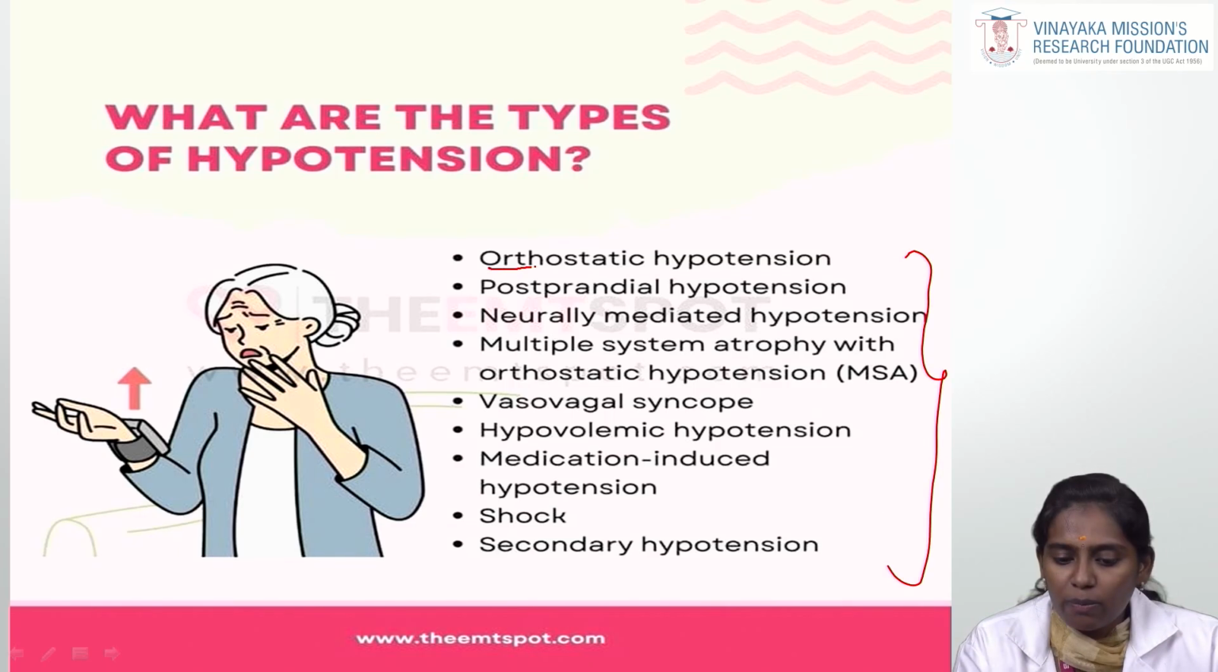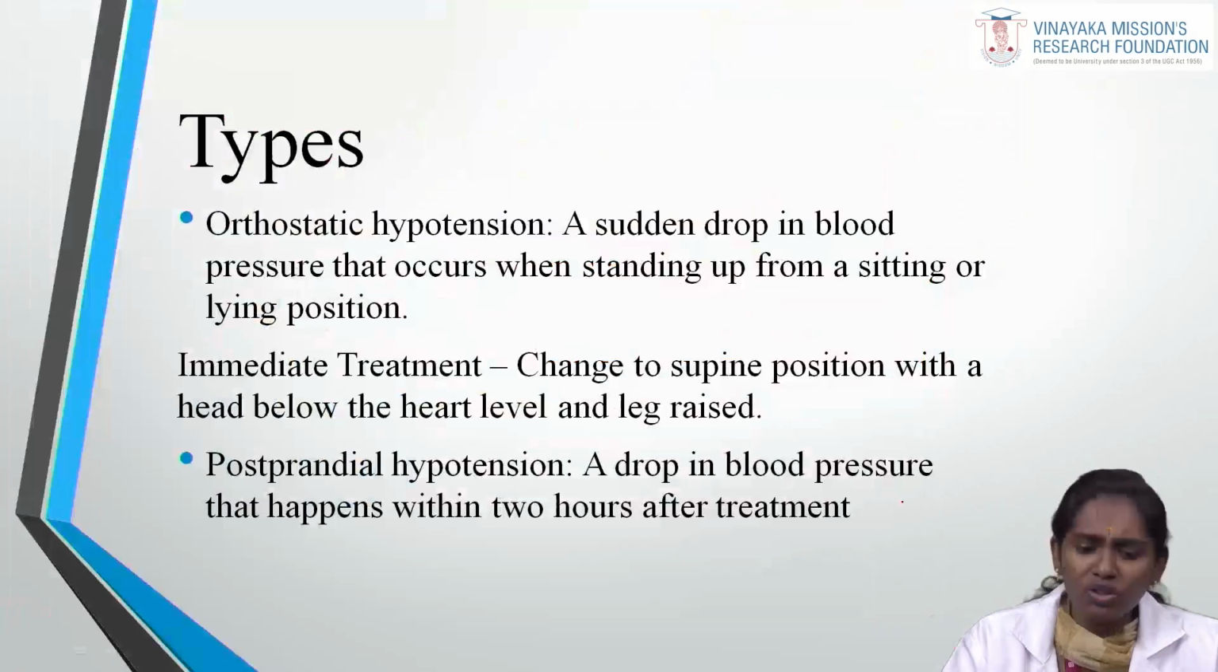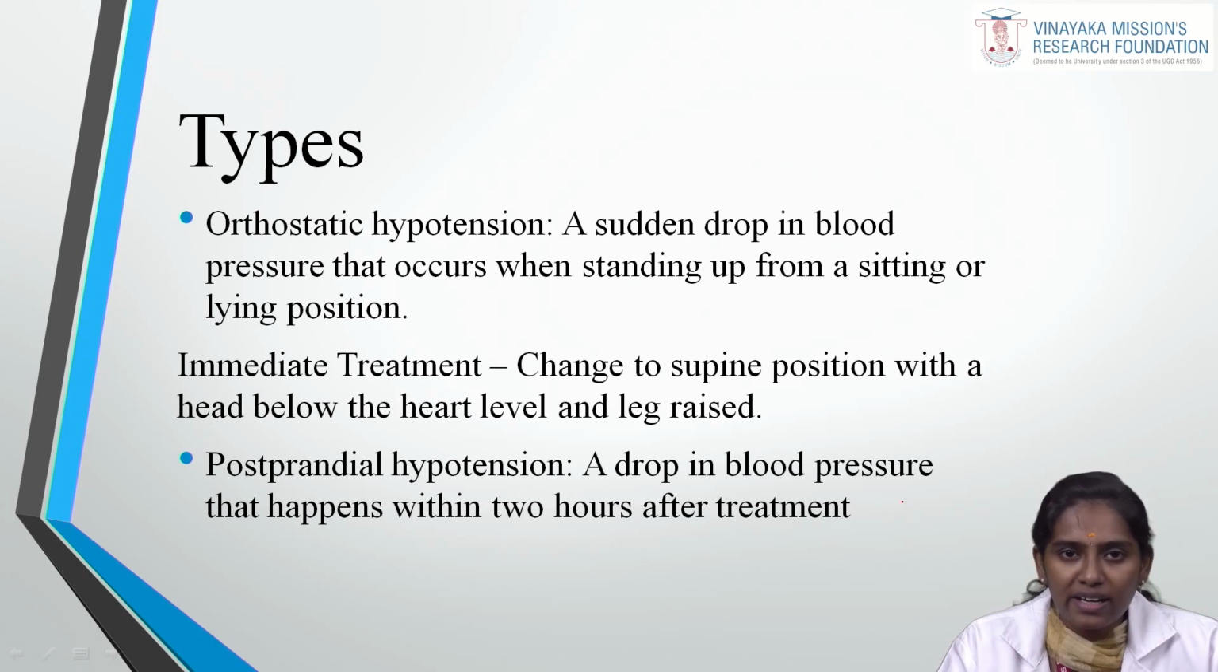Types of hypotension. What is the first type? Orthostatic hypotension, postprandial hypotension, neurally mediated hypotension, multiple system atrophy with orthostatic hypotension, vasovagal syncope, hypovolemic hypotension, medication induced hypotension, then shock you can get, then secondary hypotension. Orthostatic hypotension means what? When you are sitting in a normal position and you get up suddenly, you will have a tendency to fall. That is, you will get giddiness.